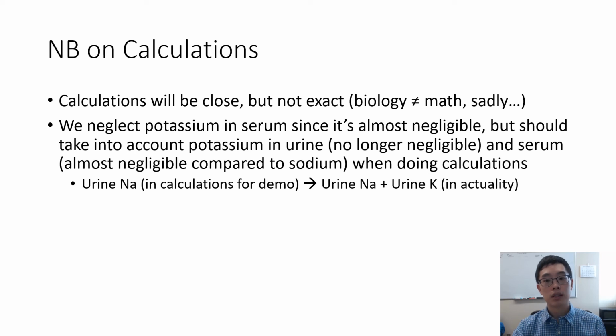presented. Secondly, we have neglected something called exchangeable sodium in our body, and have very simply looked at the human body with a sodium-centric view. The calculations are derived from a concept called the electrolyte-free water clearance, and in order to be more accurate, you should actually include the potassium concentrations in both the serum and the urine.